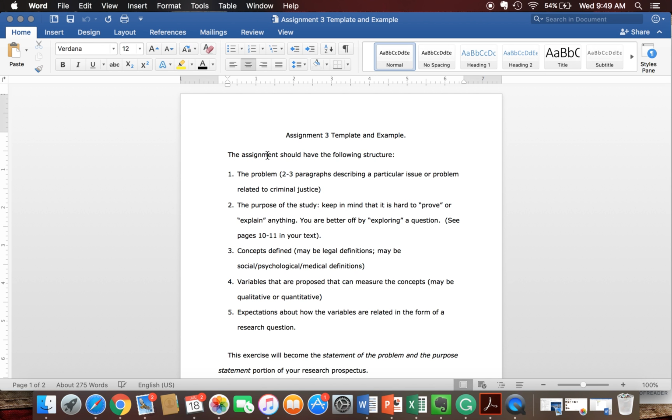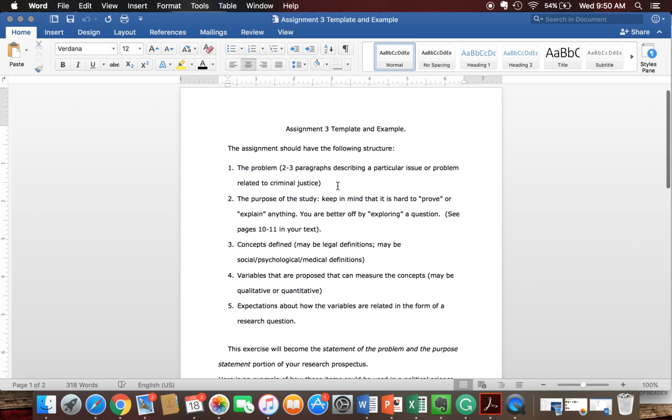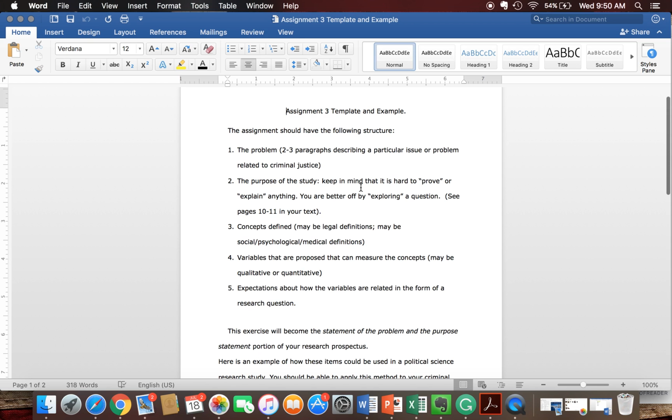So here we go. The assignment should have the following structure. The problem: this is two to three paragraphs describing the particular issue or problem related to criminal justice. The purpose: keep in mind that this is hard to prove or explain. You are better off exploring a question. So the purpose of this study is to explore this concept.